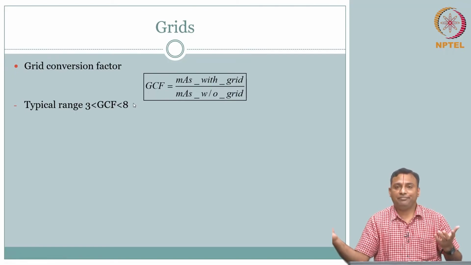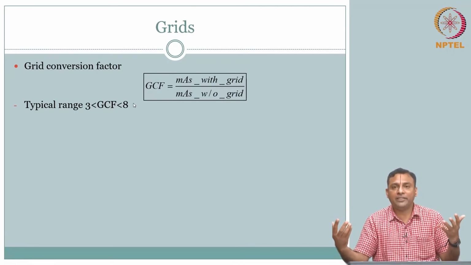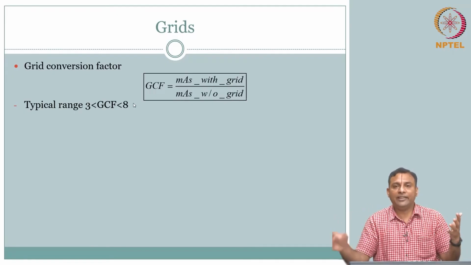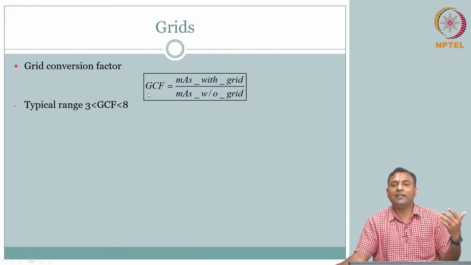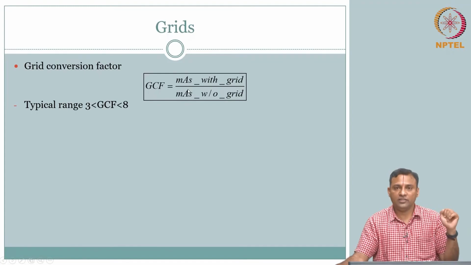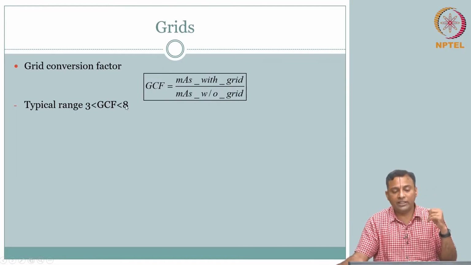So, that is a trade off. Depending on the application, the doctor decides whether it is worth increasing the grid conversion, increasing the signal to noise ratio by increasing the exposure or not. So, if I introduce this grid, then my quality goes down. So, I have to increase my exposure.